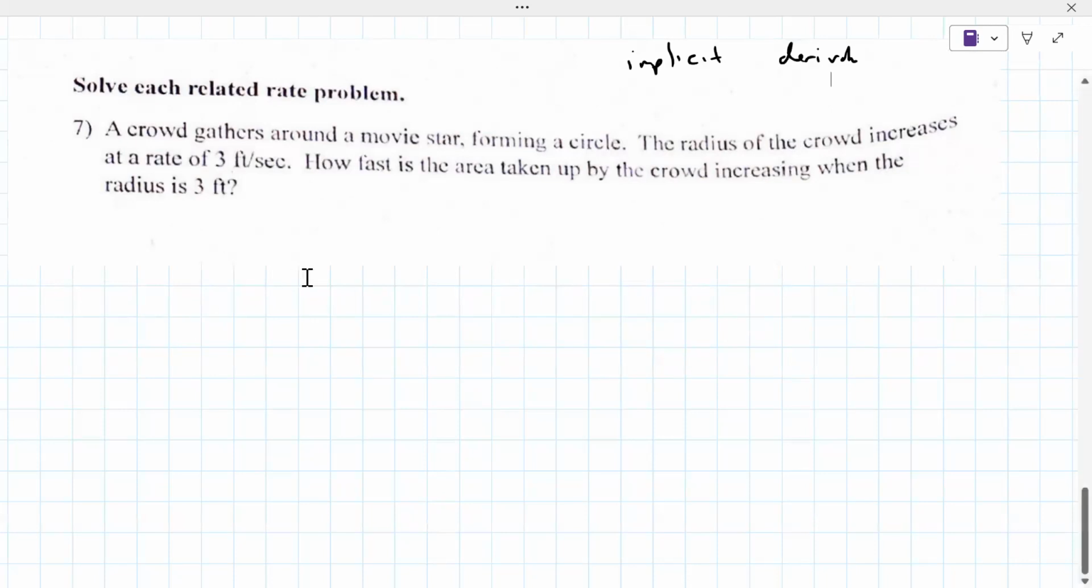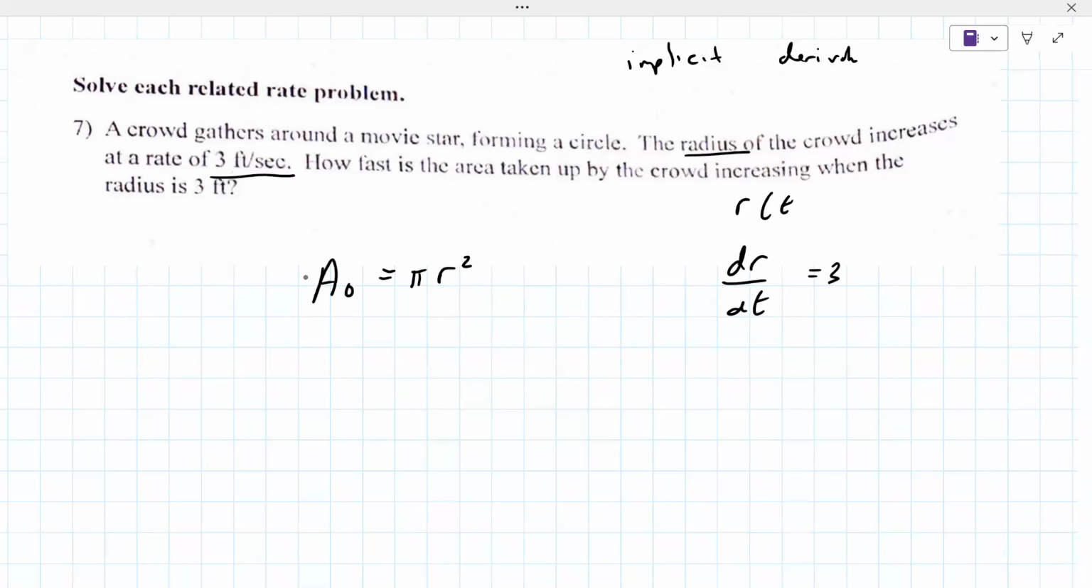All right, let me just do this problem then, and you can decide later how much you want to take from this. The area of a circle is pi r squared. What they're giving you in the problem is that the radius is increasing at 3 feet per second. They're telling you dr dt equals 3. The reason this is known is because radius is really a function of time. That's why it's got a time derivative.